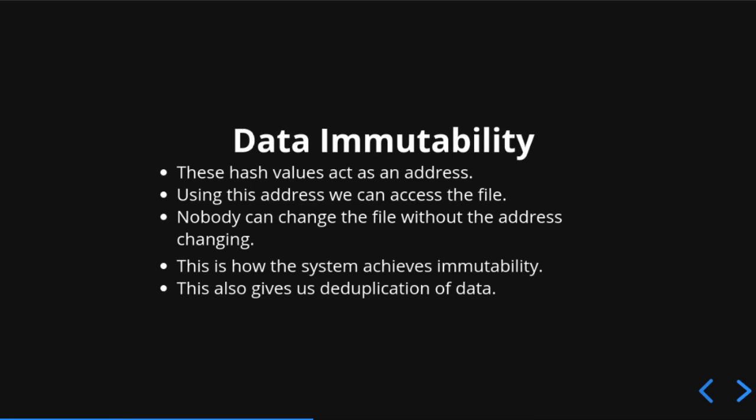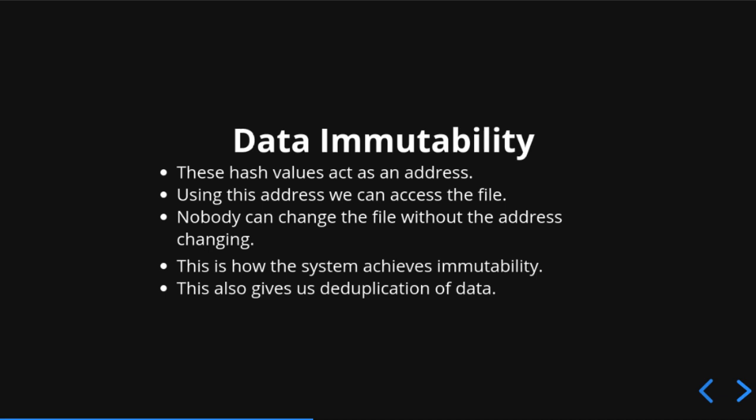These hash values act as addresses. Using the address, you can access the file, and nobody can change the file without changing the address. Because remember, if you change even just like 1 byte in that file, the hash will change. Therefore, the address will change. That's how you achieve the immutability with the system.